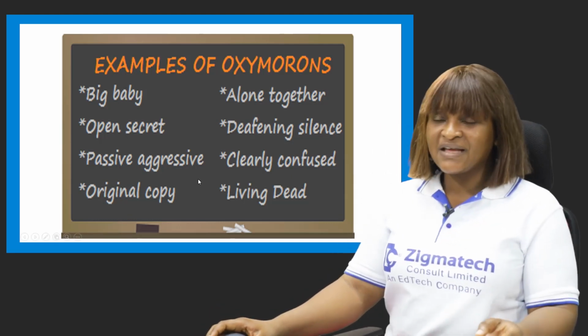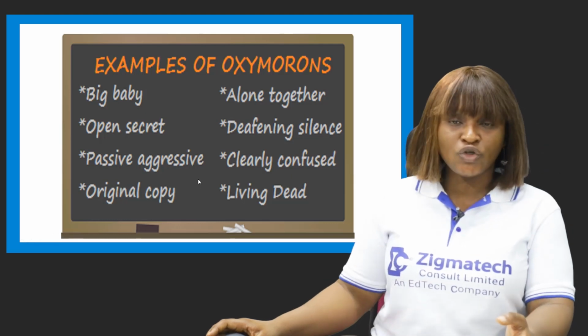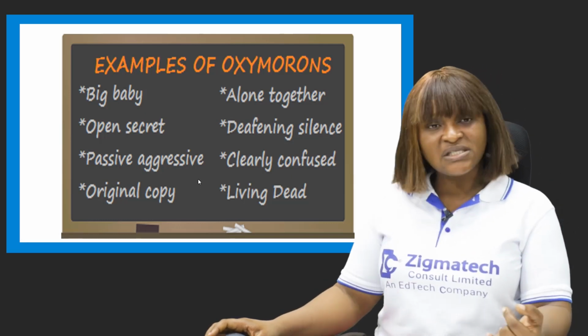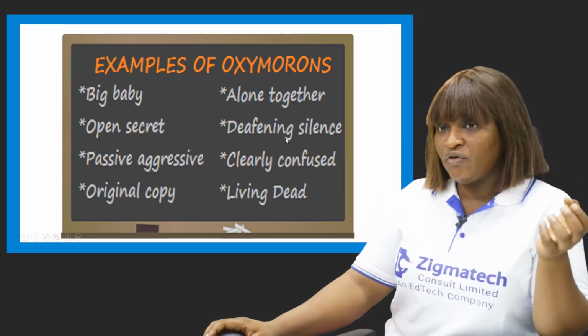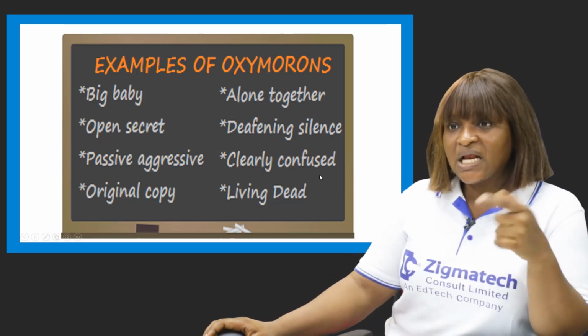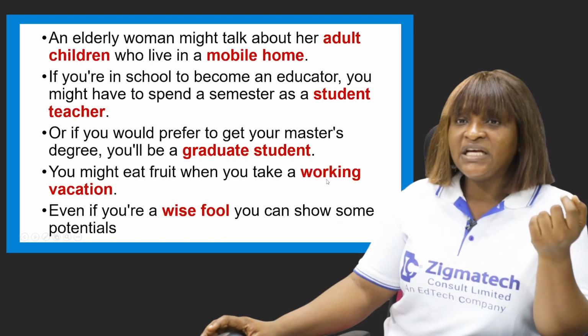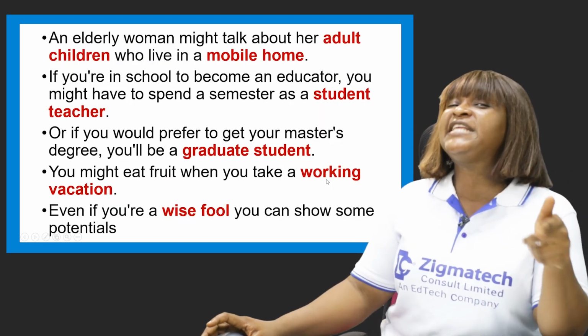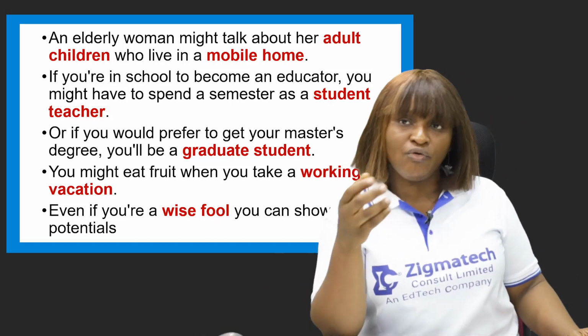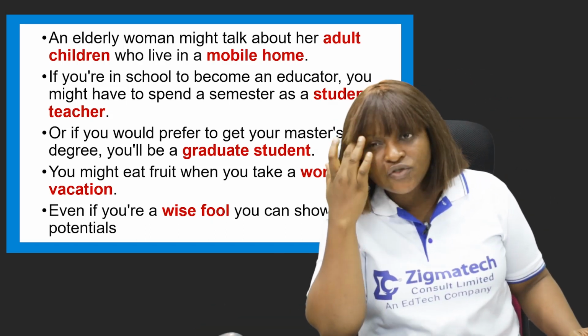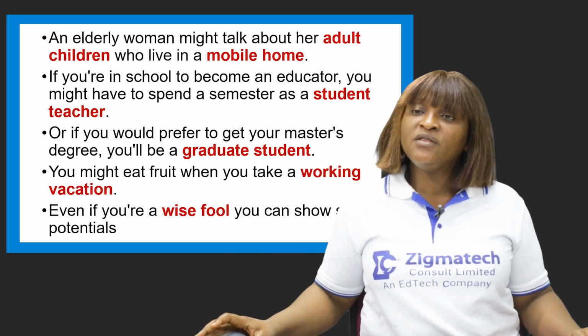So alone together, how is that possible? Once you have the word together, it means that you have people with you, but alone together is a depiction of oxymoron. Deafening silence, clearly confused, and living dead. You have people say, I'll beat the living dead out of you. So that's the use of oxymoron in a sentence. So we have some examples.